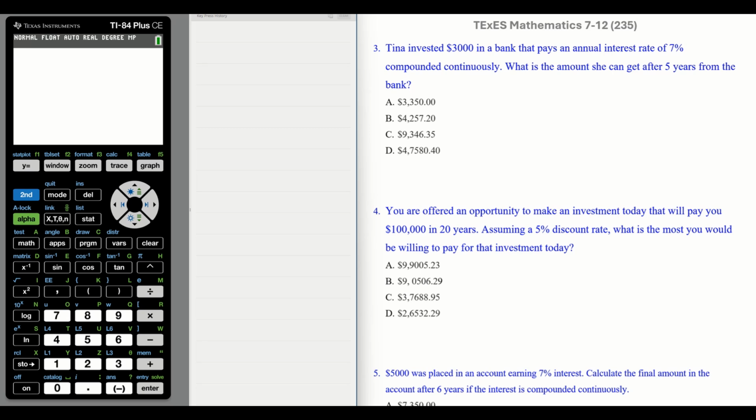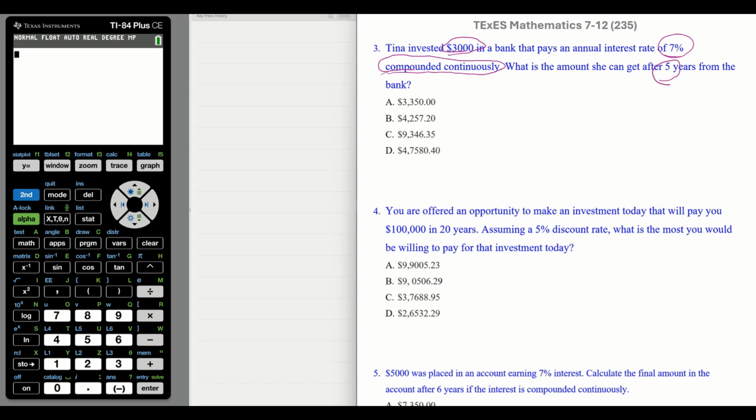Number 3, Tina invested $3,000 in a bank that pays an annual interest rate of 7%, compounded continuously. What is the amount she can earn after 5 years from the bank? Okay, so it is compounded continuously. That means we will not be using our application. We will be using the PERT. Okay, so I'm not even going to write that down. We're just going to put that in our calculator. Okay, we know what our P is. This is our e, and this is our t.